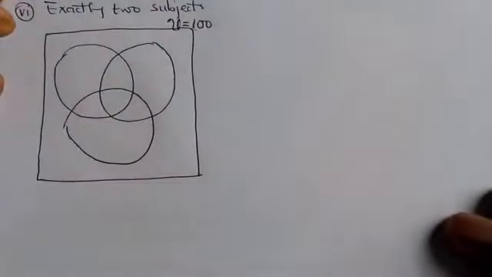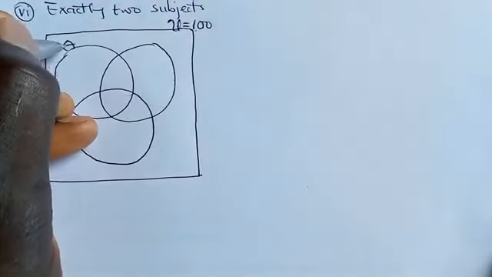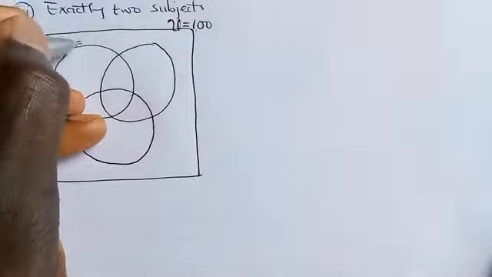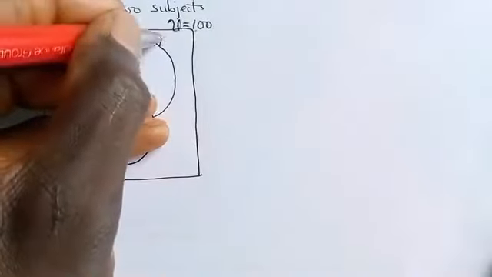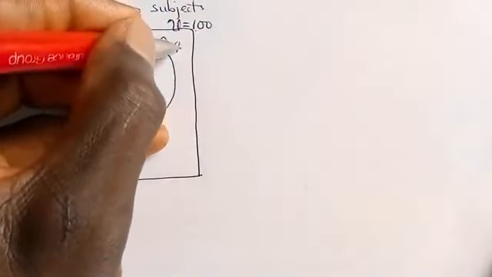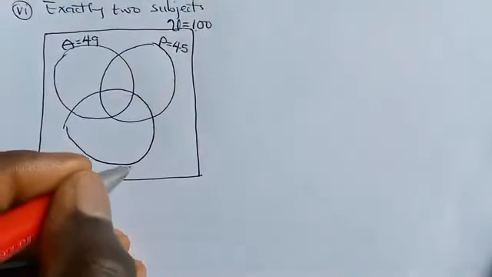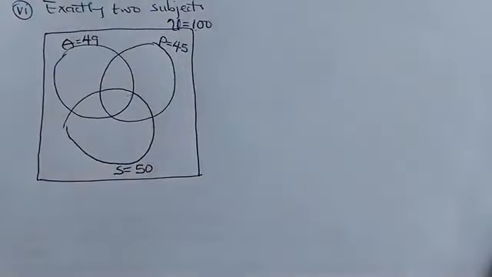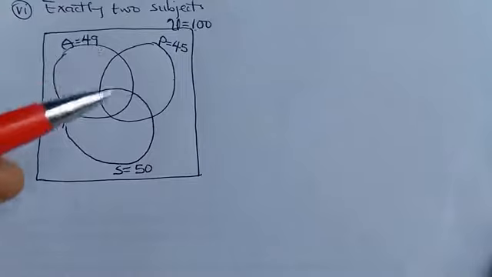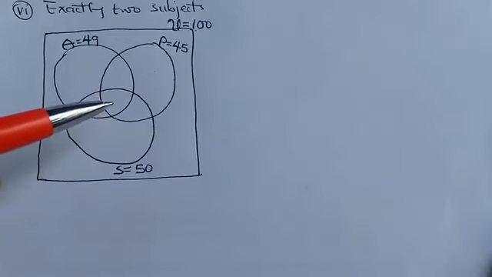So when we come to these oval shapes, this represents algebra, that's 49 students. We have for physics, and physics students, we have 45 of them. Then we have statistics. Statistics, we have 50 students. So looking at this data at a glance, you already know that there are a number of students that are offering more than one course.